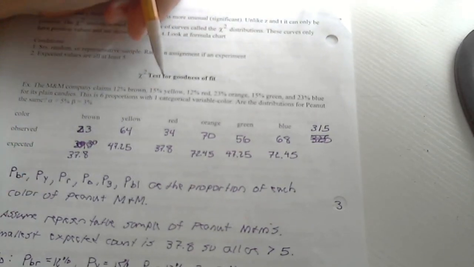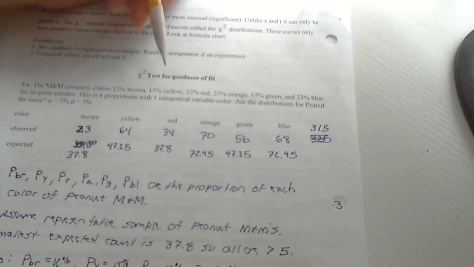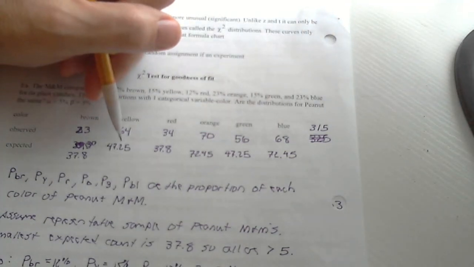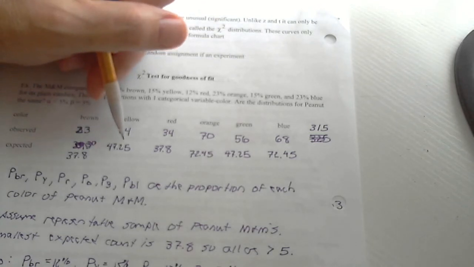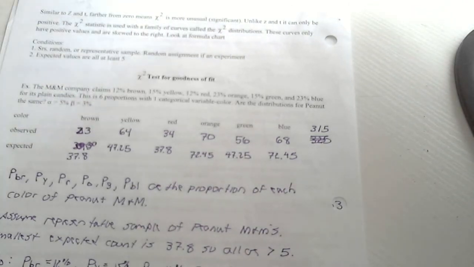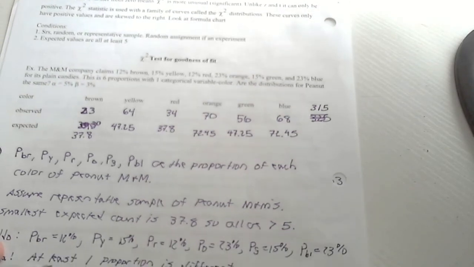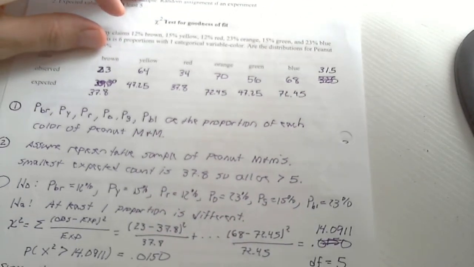The percentage for yellow is 15%, and so 15% of 315 gets you the 47.25 expected count. Again, this is just understanding what the calculator does, because to tell you the truth, the calculator will do all of this for you, but you will be required to know exactly what's happening in each of these circumstances.